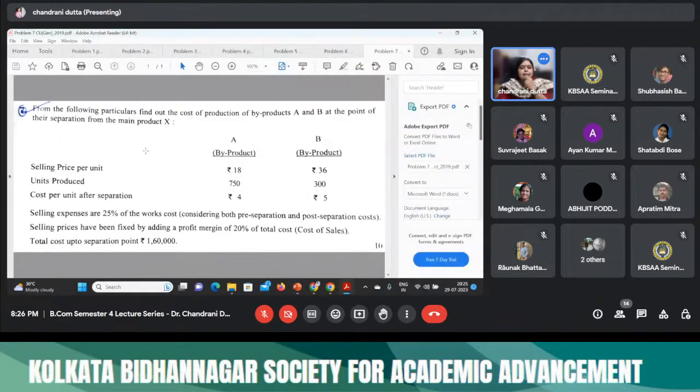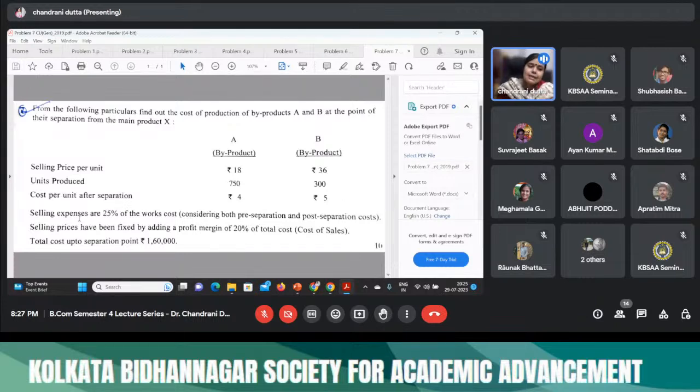From the following particulars find out the cost of production of byproducts A and B at the point of their separation from the main product X. Okay, selling price per unit given, units produced given, cost per unit after separation given. So selling price, units produced, and further processing cost per unit are given to you.